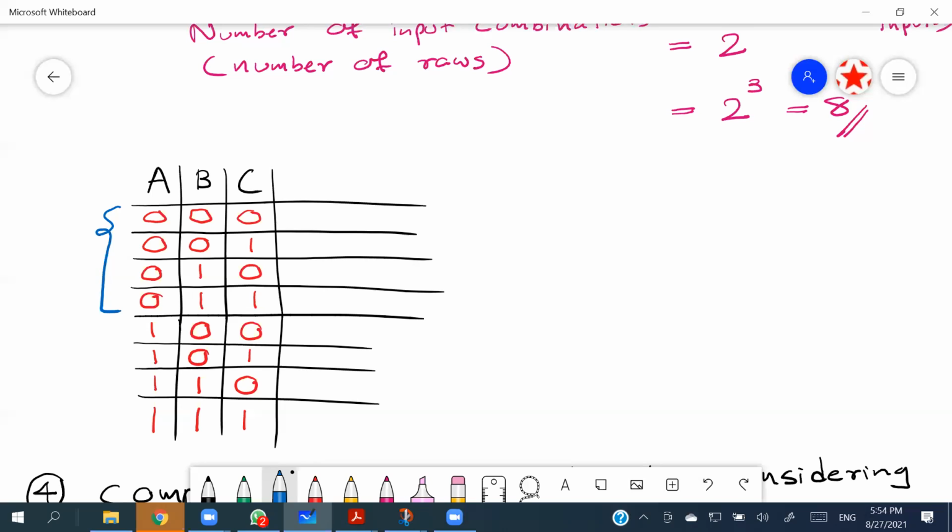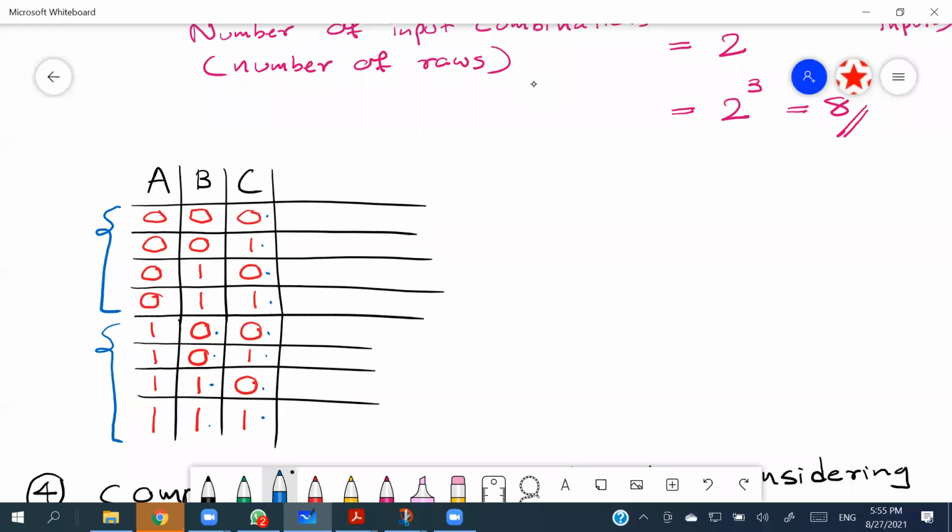The same thing happens for the next 4 rows, because the next 4 rows of the first column are identical. Those 4 rows in the second column are divided in a half manner. The first half is zeros, that is why these 2 zeros are there, and the second half is ones. The last column follows the same logic, which gives 0, 1, 0, 1, 0, 1, 0, 1.